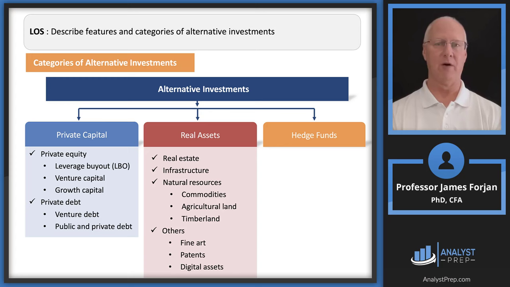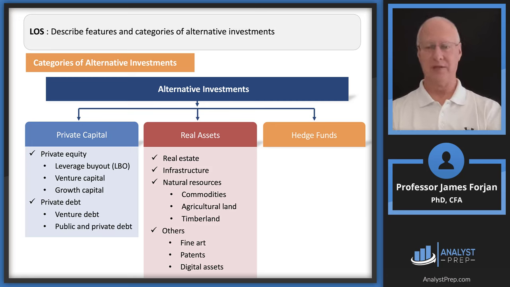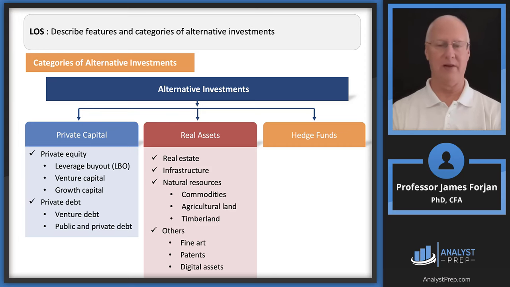Now, here's a preview of these future learning modules. We'll talk about this whole private universe. We'll talk about real assets. There's an entire learning module on natural resources. There's one on infrastructure. There's one on real estate. Notice down at the bottom, there are others: fine art, patents, digital assets. There's one at the very end on digital assets. And then of course, hedge funds.